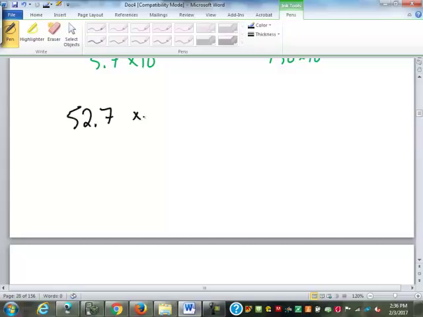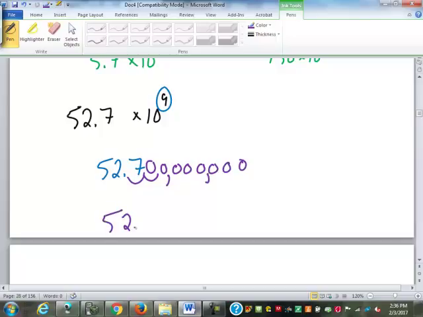Let's have 52.7 times 10 to the 9th. How far do I have to move my decimal point? How many places? 9. Am I making the number smaller or bigger? Bigger. It's a positive 9. So I go 1, then I have to add zeros. 2, 3, 4, 5, 6, 7, 8, 9. So that is 52 billion, 700 million.